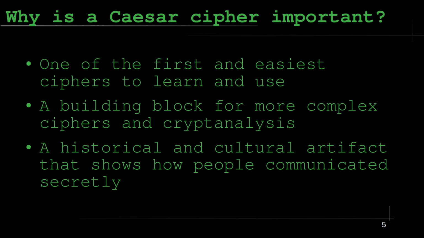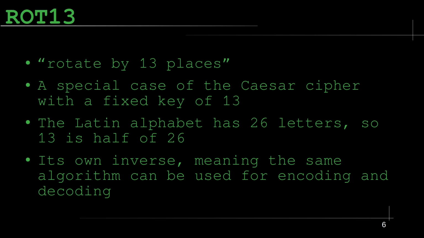Now that we know what the Caesar cipher is and how it works, let's talk about ROT13, which is a special case of the Caesar cipher. ROT13 stands for rotate by 13 places. It is a simple letter substitution cipher that replaces each letter with the 13th letter after it in the Latin alphabet. For example, A becomes N, B becomes O, C becomes P, and so on. ROT13 is a special case of the Caesar cipher with a fixed key of 13.